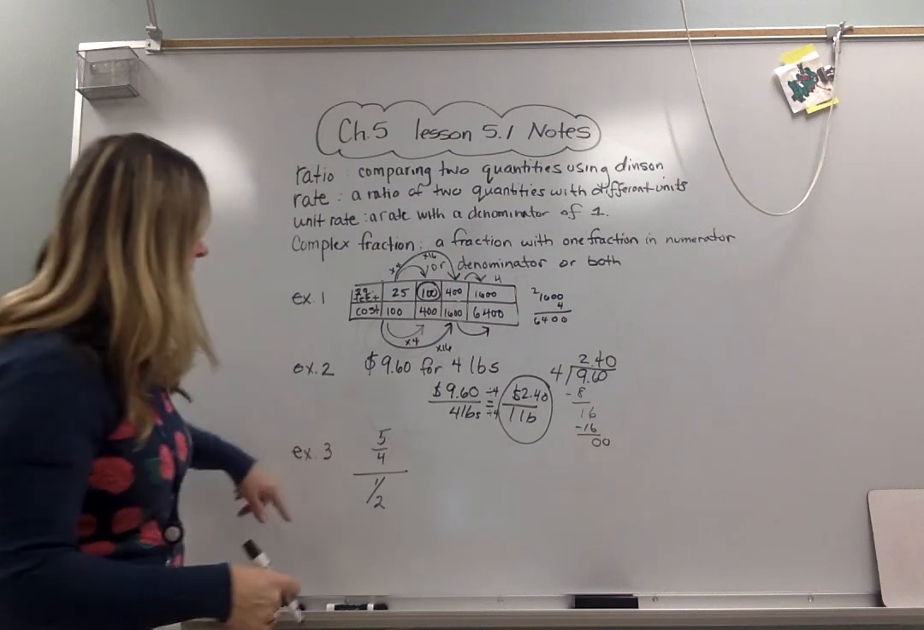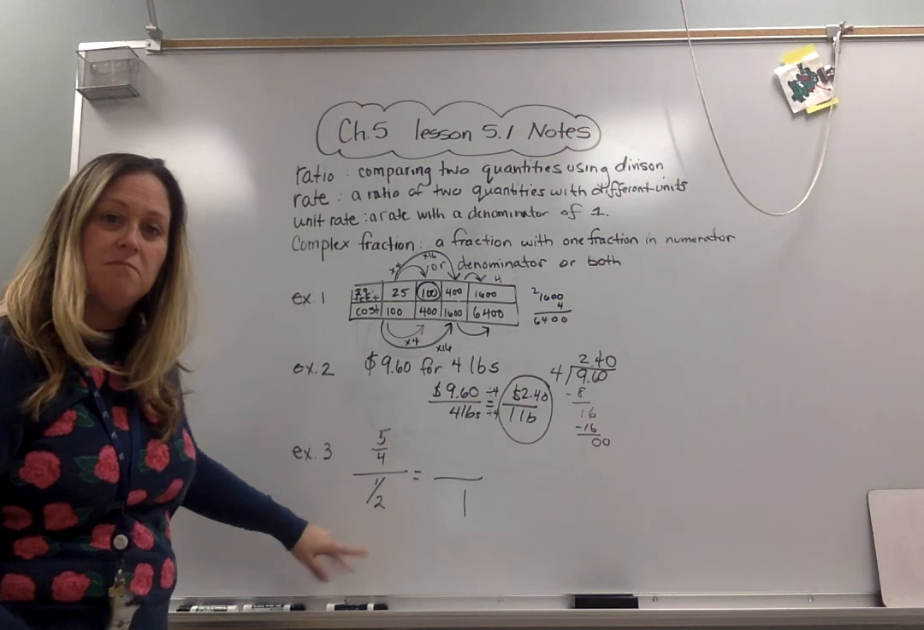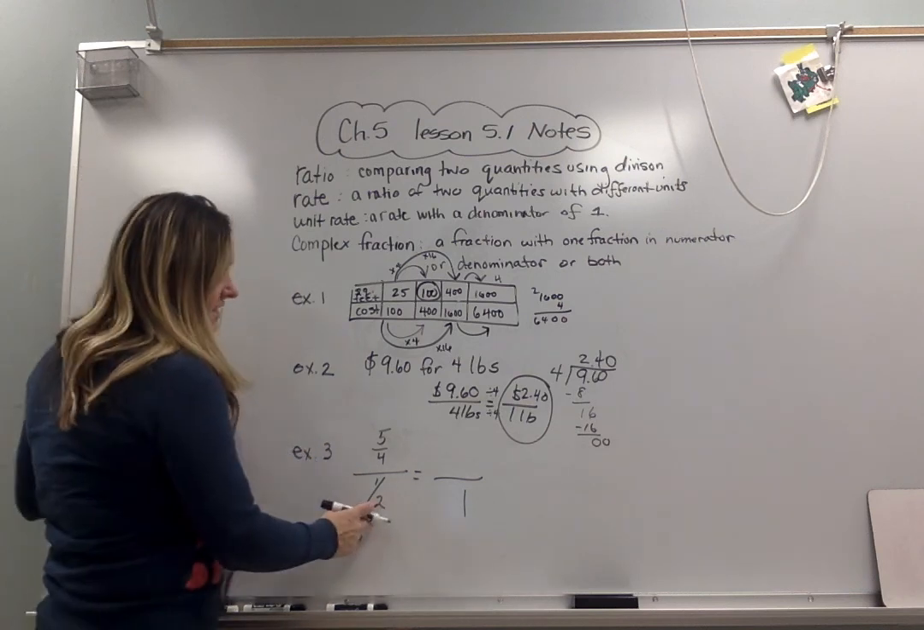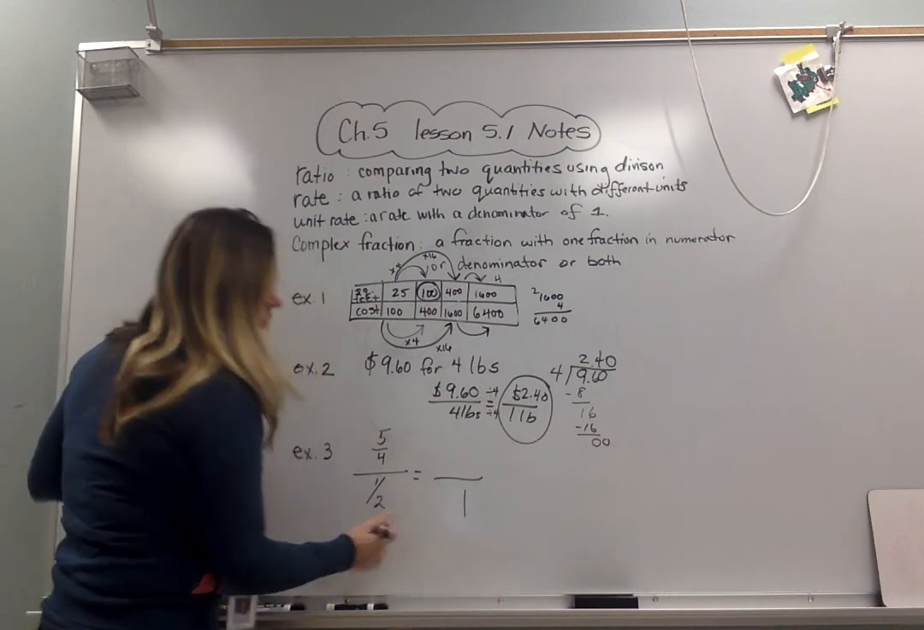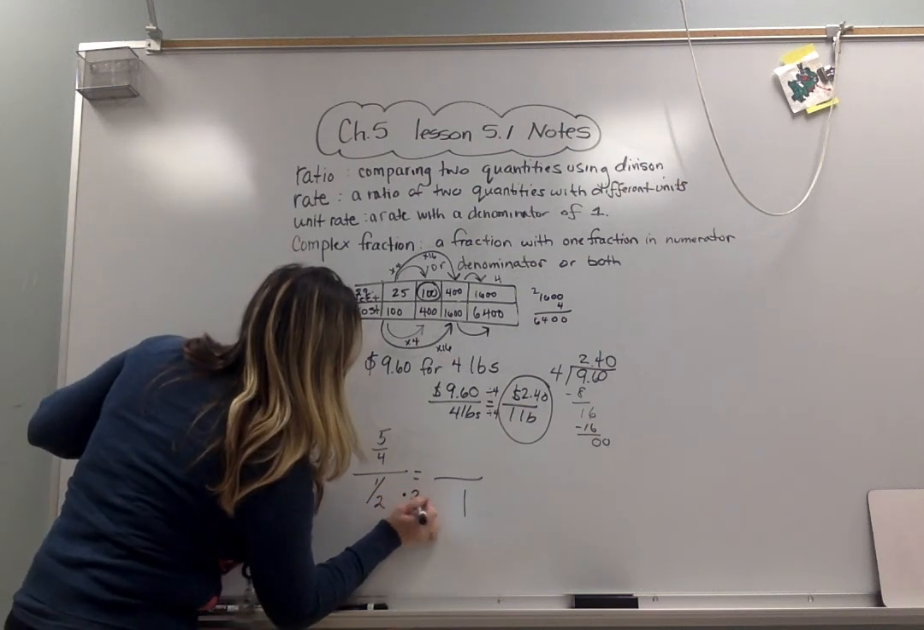The last skill that you're going to be responsible for in Lesson 5.1 is the complex fractions. The goal is to go ahead and simplify this and make this complex fraction have a denominator of 1. So I need to ask myself, what am I doing to 1/2 to get it to be 1? I'm going to divide by 1/2, which is the same as multiplying by 2.